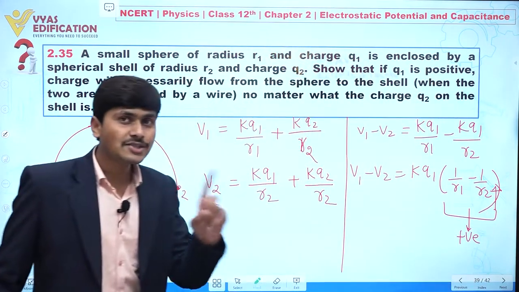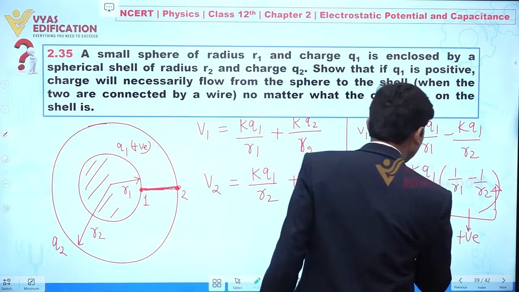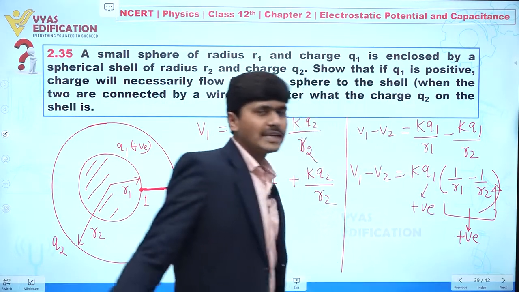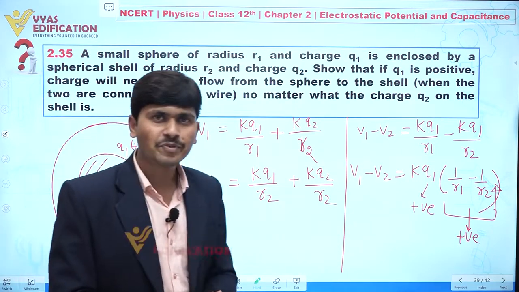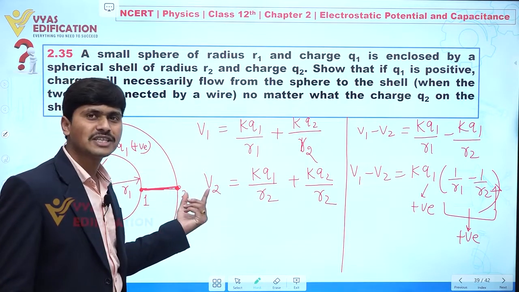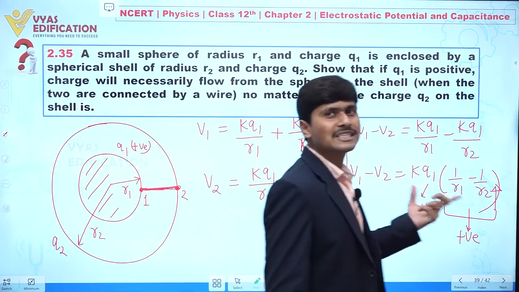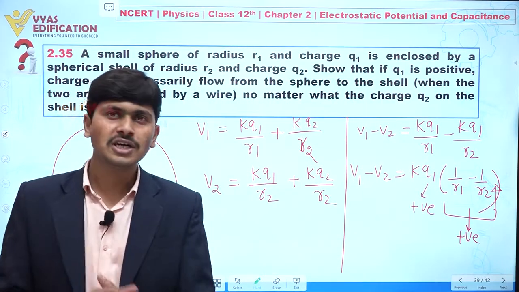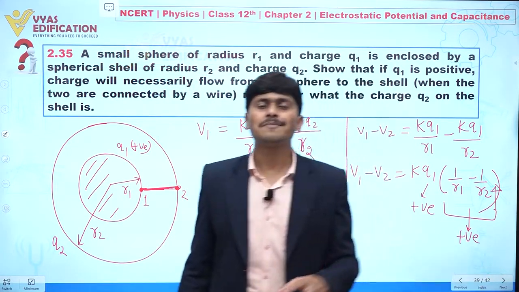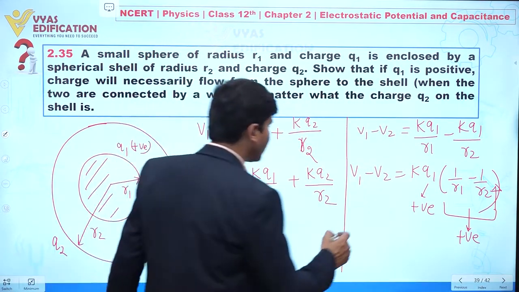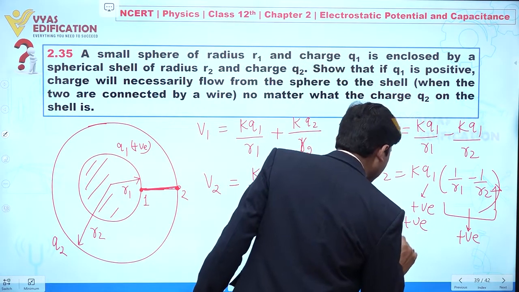In this question the value of Q1 is also given as positive. So no matter what charge is present on the spherical shell, positive or negative, we do not get any term of Q2 in the potential difference. Since Q1 is positive, this term is positive. It means V1 minus V2 is positive, so directly V1 is greater than V2.